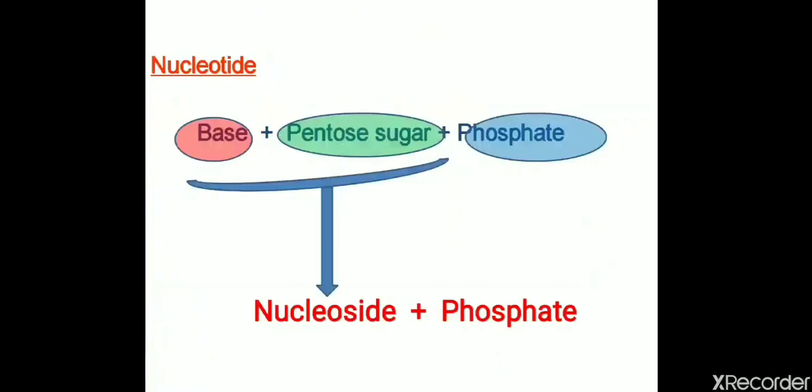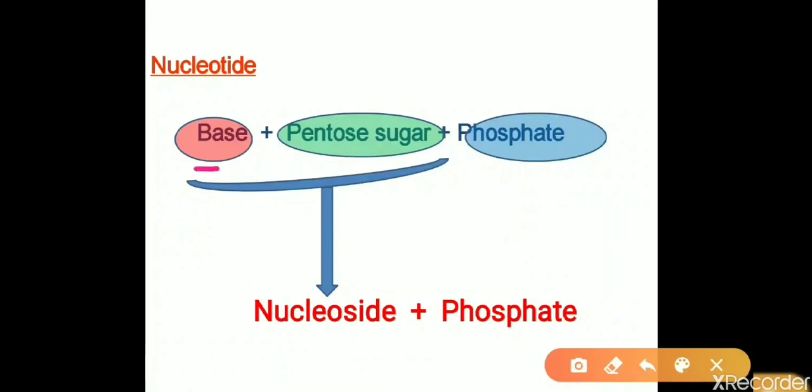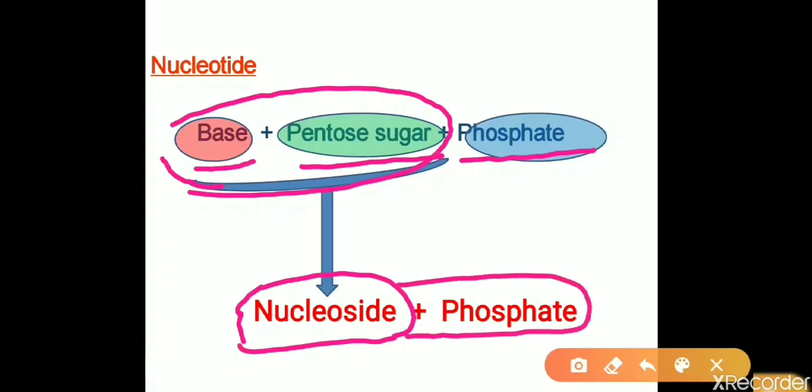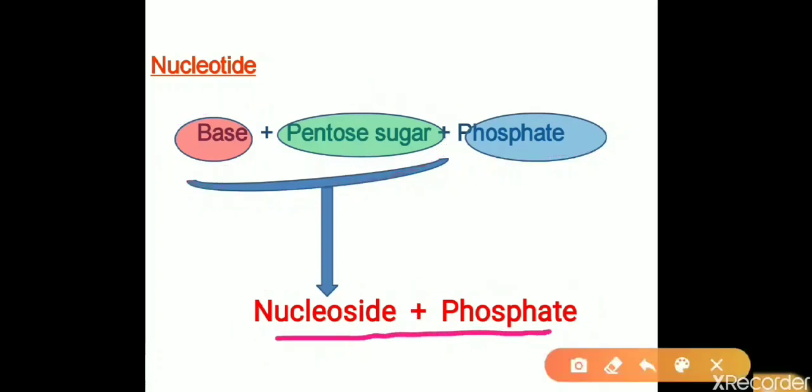Then you should know the difference between a nucleoside and a nucleotide. A nucleotide is made of three components: a nitrogenous base, a pentose sugar and a phosphate group. The base with a pentose sugar together is known as a nucleoside. So a nucleoside is a combination of a nitrogenous base with a pentose sugar, and a nucleoside with phosphate completes the structure of a nucleotide. So a nucleotide is a nucleoside plus phosphate.